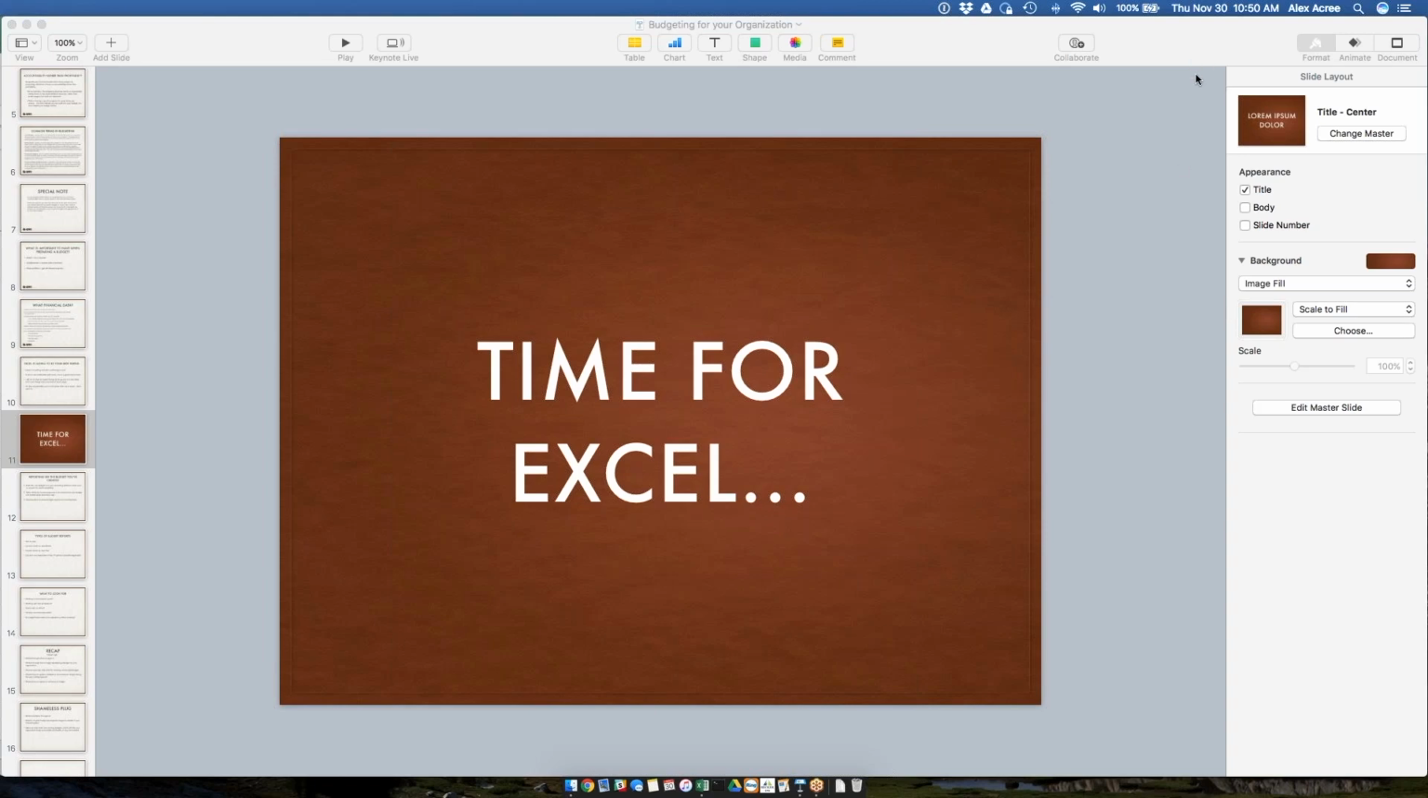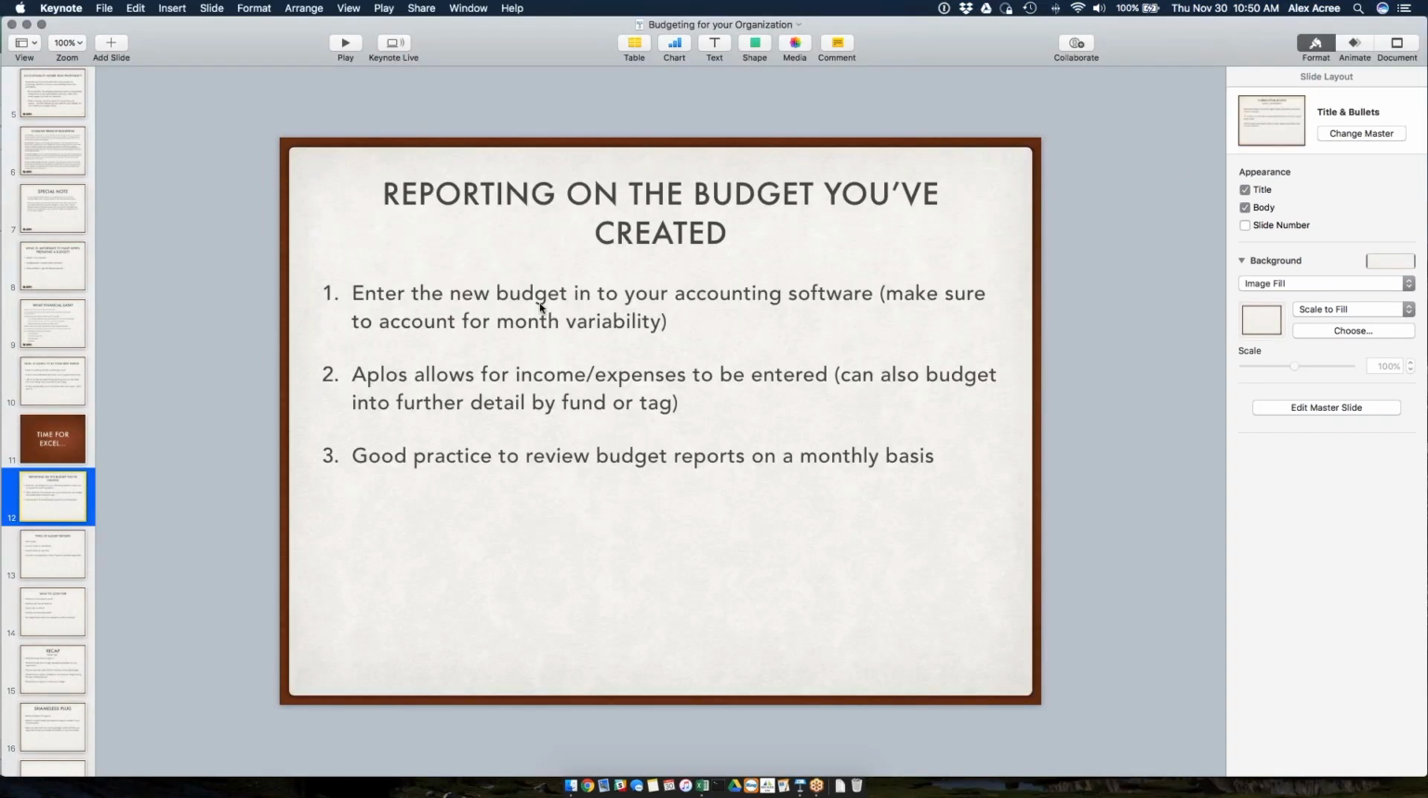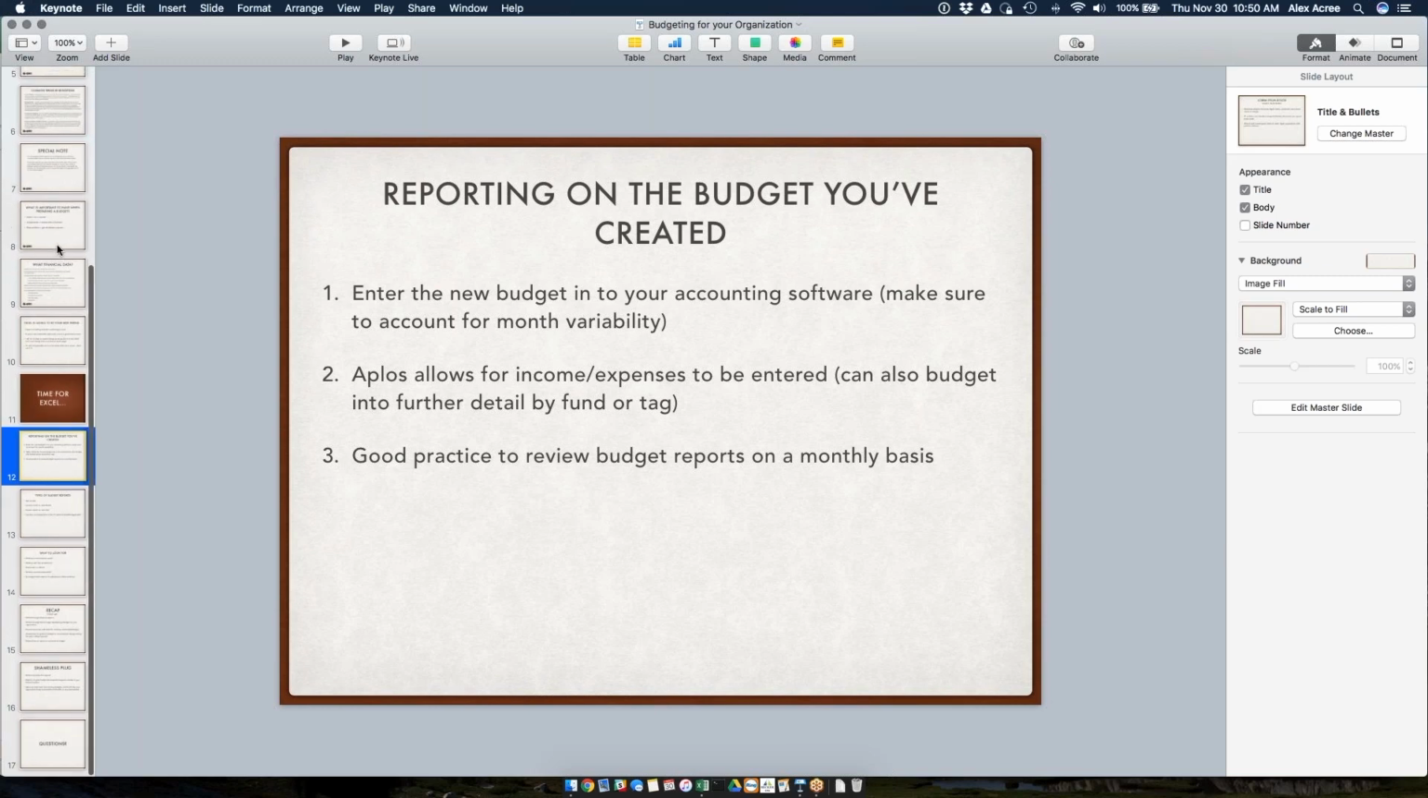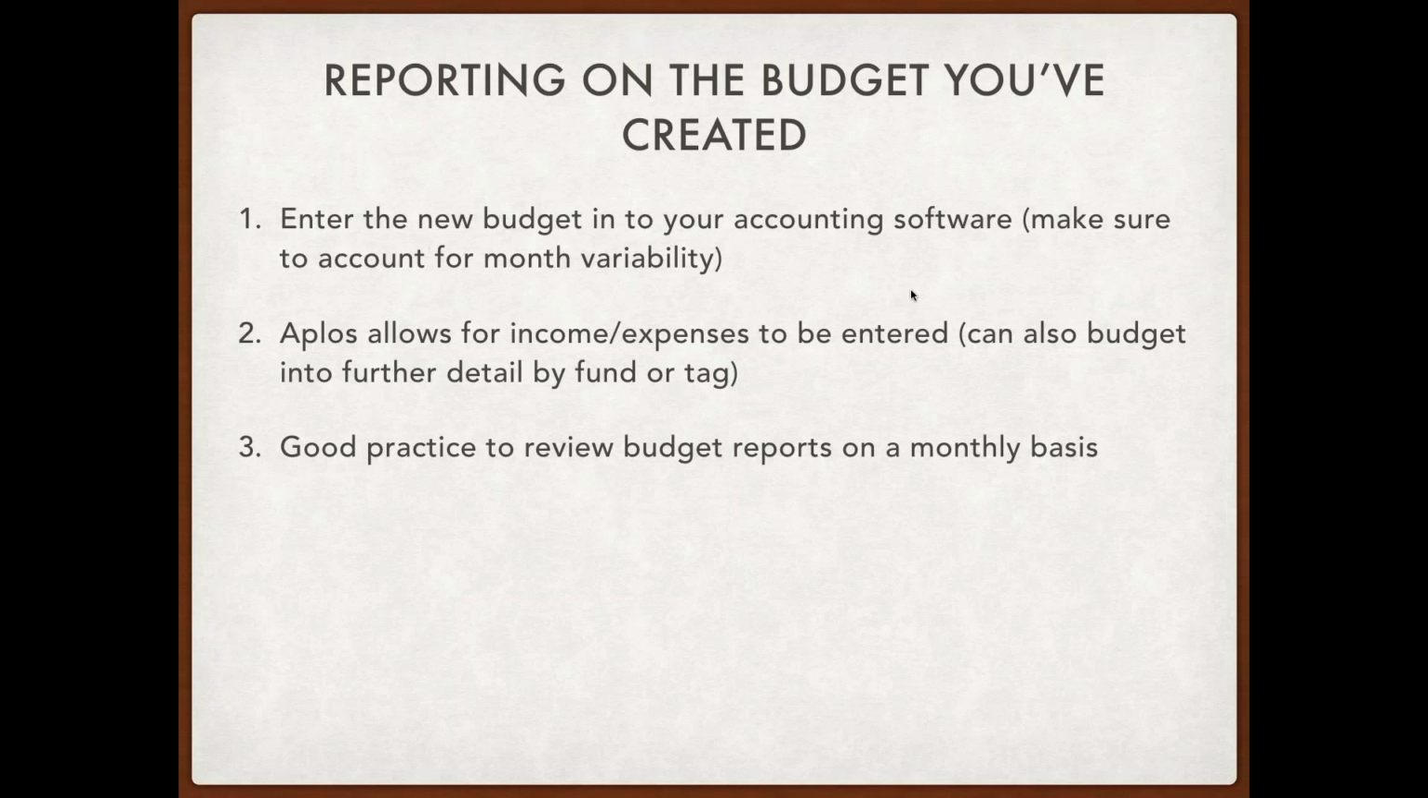Okay, let's go through the last couple bits of this. Once you've created a budget and gone through all that process, and you now have a 2018 budget, you can then take that budget and go to your accounting software and put it in. So that's step one there: put your new budget into your accounting software. And I put a little note here to say make sure to account for month variability.